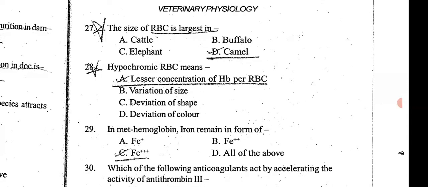Smallest red blood cells are in sheep or goat and largest in camel. Also, red blood cells have different shapes, and nucleated red blood cells are in avians, and the mature red blood cells of mammals do not have a nucleus.